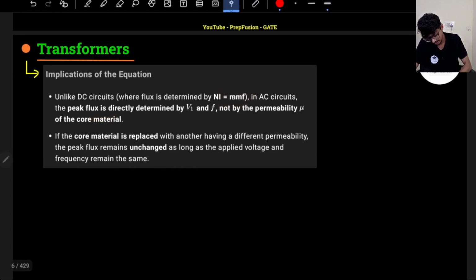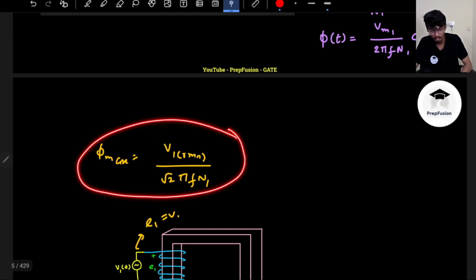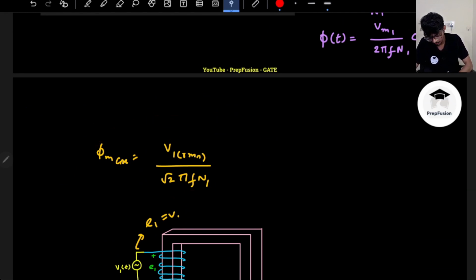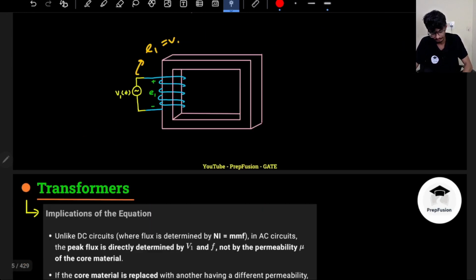Like the flux is directly dependent on the current and the number of turns. But in this case, the peak value of the flux is dependent on V1 and f, not on the permeability. So there is no material dependency. The peak value of the flux is not dependent on the permeability.